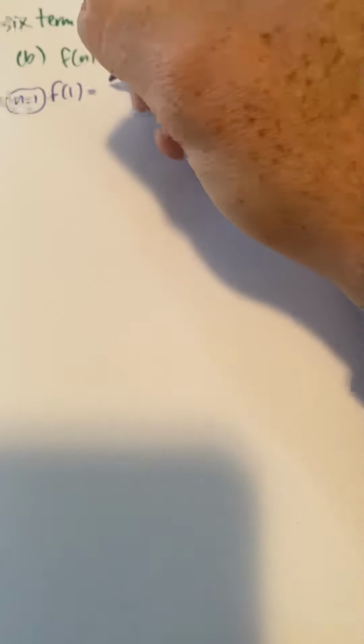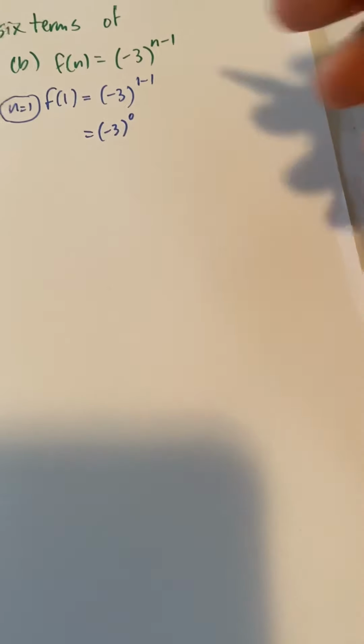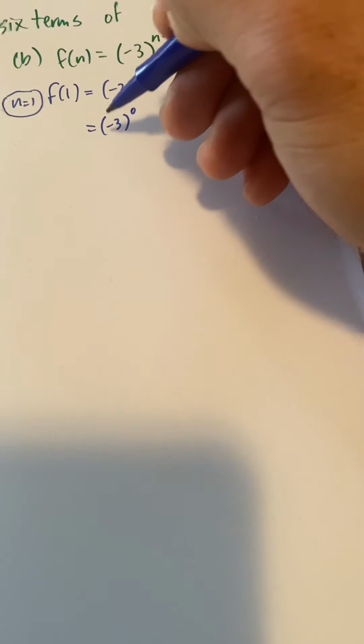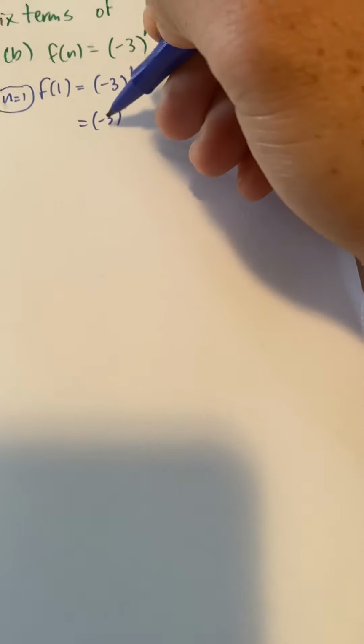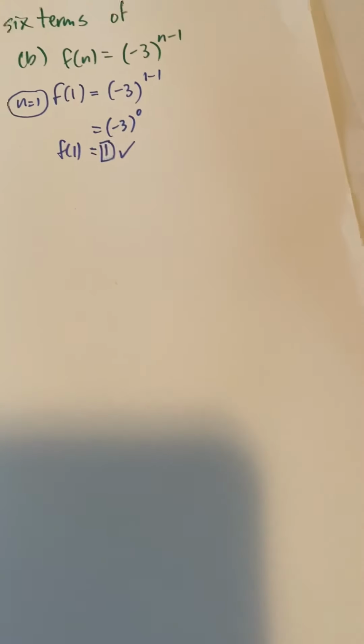So f of 1 will be when n is 1. So f of 1 will be negative 3 to the 1 minus 1, and 1 minus 1 is 0. Please make sure you keep the parentheses there. It's very important because you're going to have to multiply negative 3 that many times. In this case, it's 0. And from before, we know that anything to the 0 power is 1. So basically, f of 1 is equal to 1.